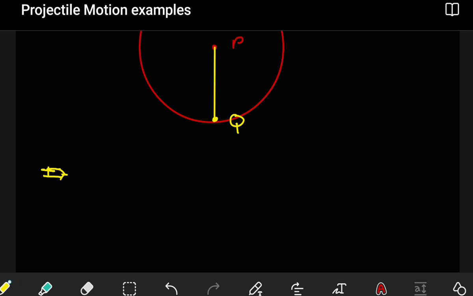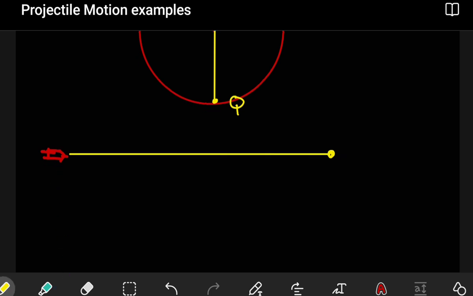So let me try to draw it better. Something like this. Okay, that will have to do. So this is where our point P is. The dart is being thrown to hit our point P. But does it hit our point P? No, it doesn't. Instead, it hits a point that is vertically below point P. So it hits a point Q that is somewhere here.